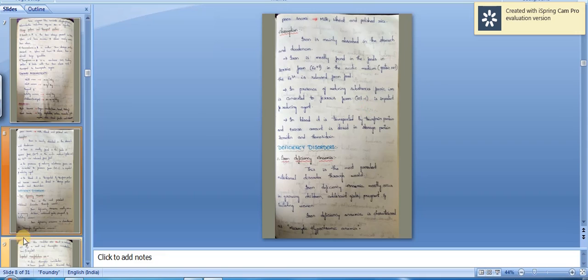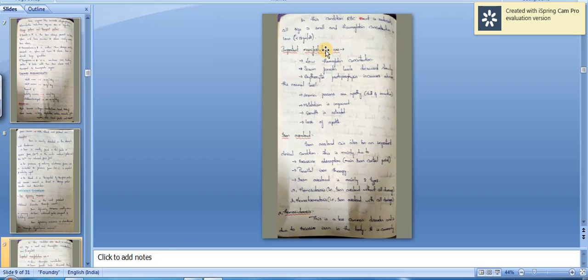Next, coming to important manifestations. Low hemoglobin concentration, serum ferritin levels decrease slowly, erythrocyte protoporphyrin increases above the normal level. Anemic persons are apathetic, that means dull and inactive. Metabolism is impaired, growth is retarded, and there is loss of appetite.